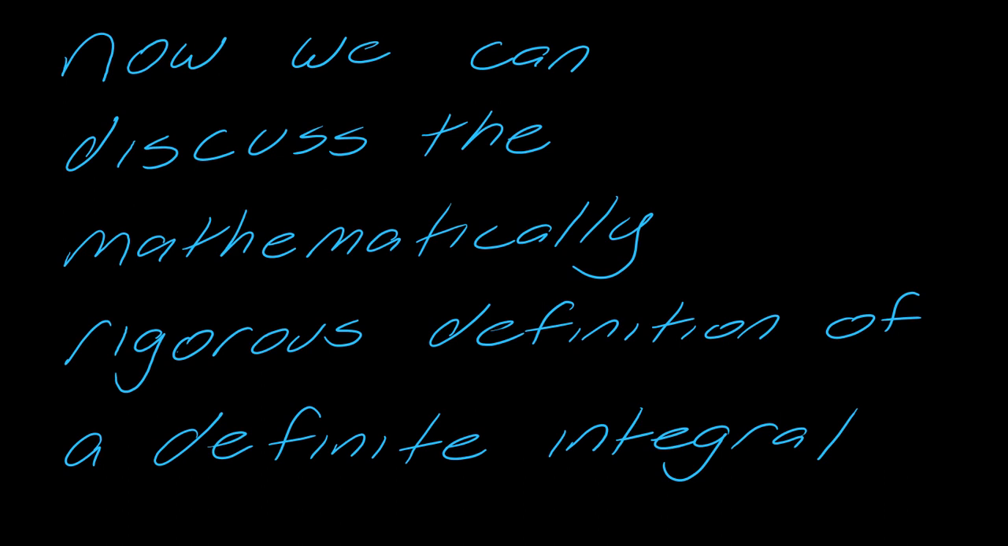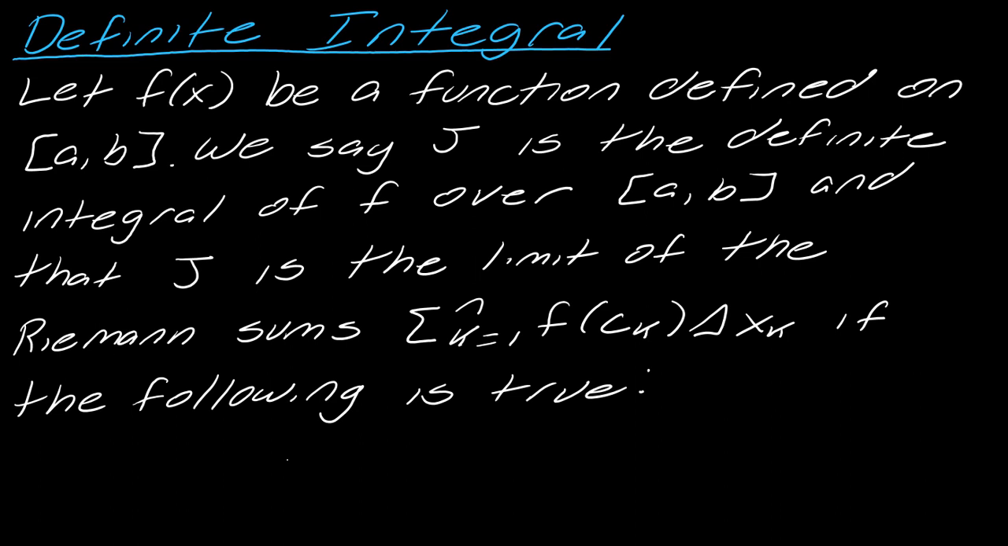Now that we've got this vocabulary out of the way and we know some of those terms, we can discuss the mathematically rigorous definition of a definite integral. I just want to show this to you. Let f of x be a function defined on the closed interval from a to b. We say J is the definite integral of f over this closed interval, and that J is the limit of the Riemann sums if the following is true.